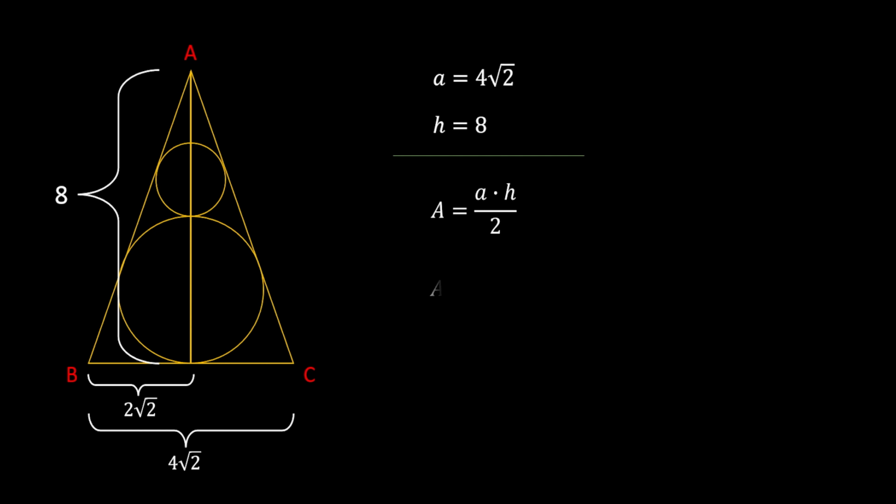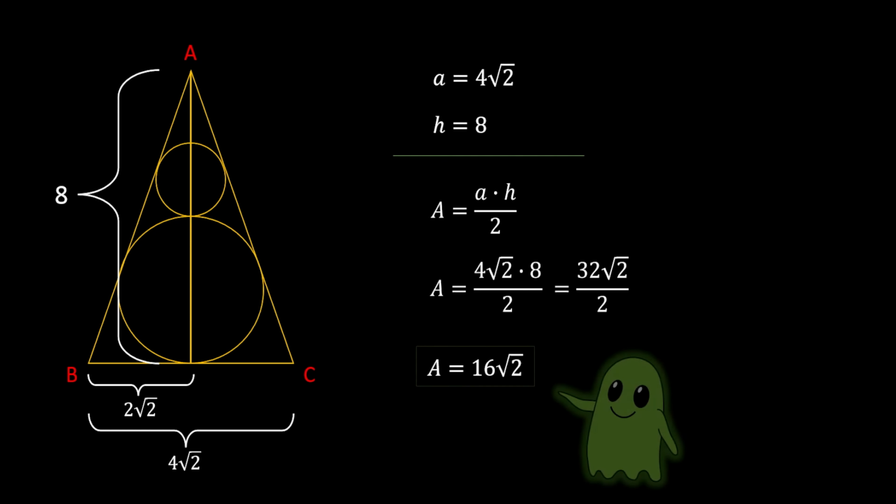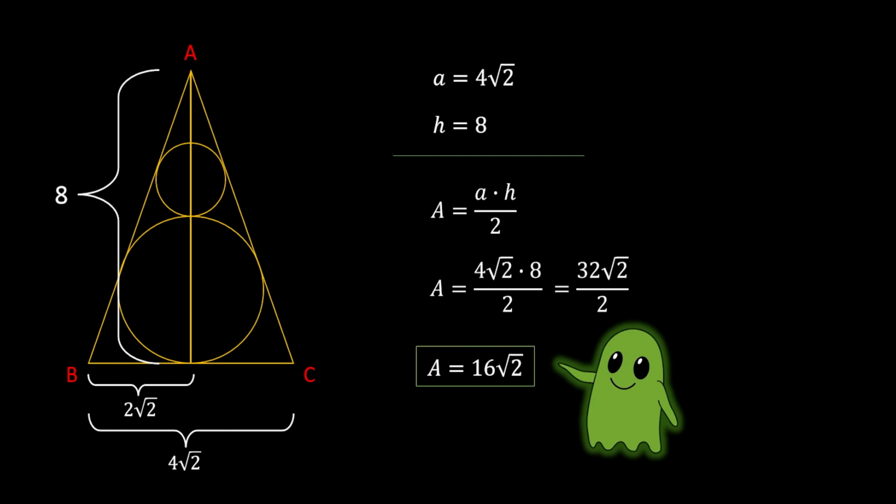So we will substitute our values into this formula and we will get that the area is equal to 4 square root of 2 times 8 over 2, that is 32 square root of 2 over 2, and when we simplify, we will get that the area of our triangle ABC is equal to 16 square root of 2, and this is our solution.